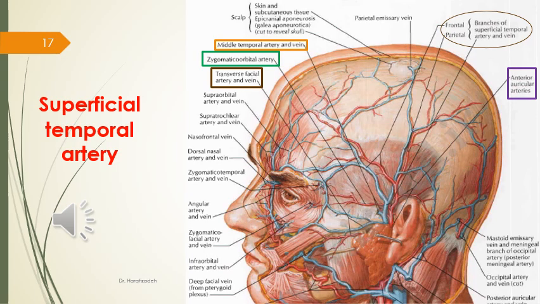So we can review the branches of the superficial temporal artery. At first, transverse facial, zygomatico-orbital. This branch is in green, I show you, and goes toward the angle of the eye. Middle temporal branch, anterior auricular for the auricle and external ear, and finally frontal and parietal branches.